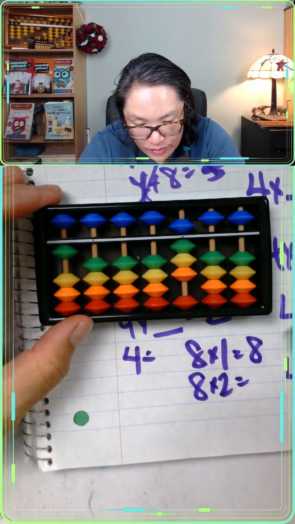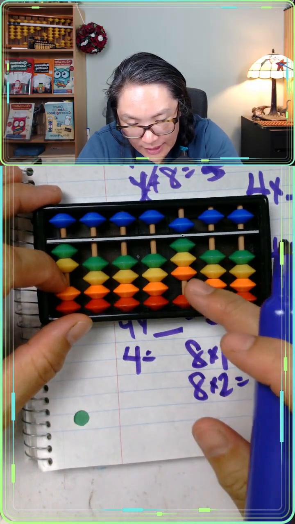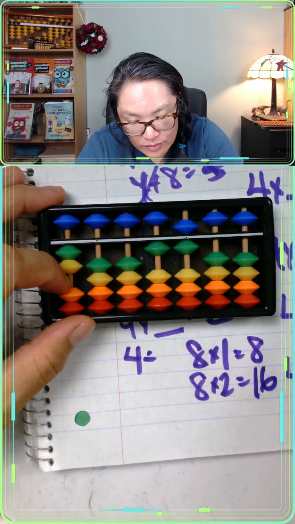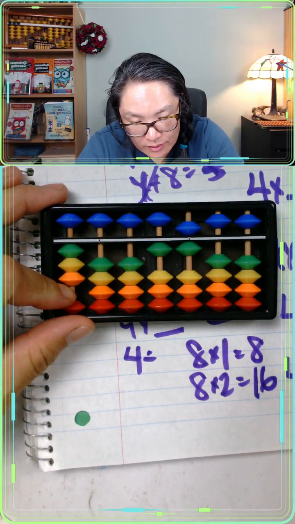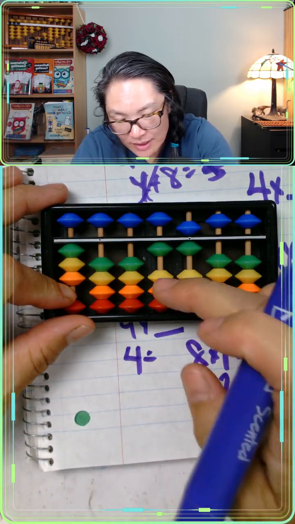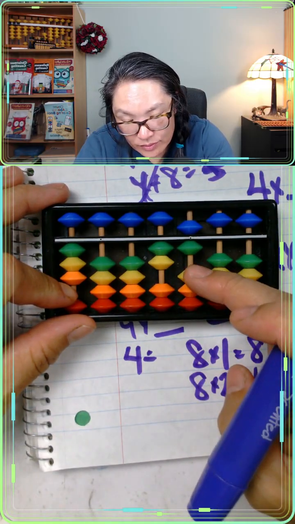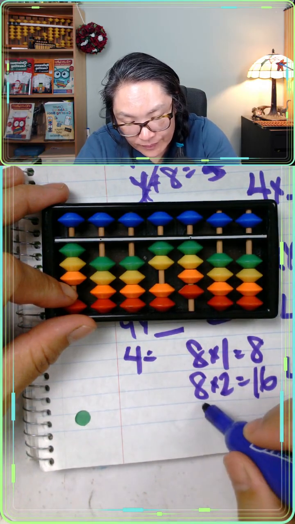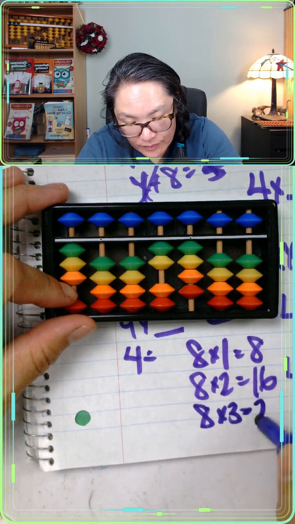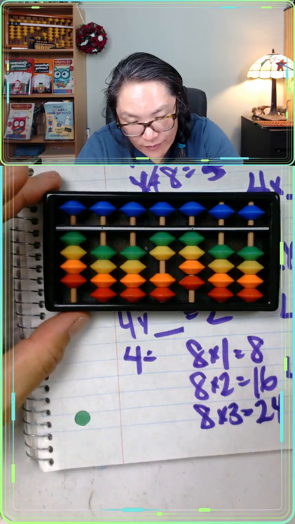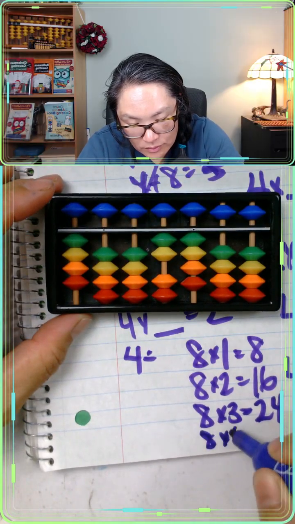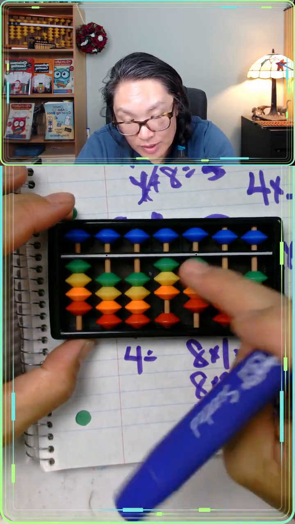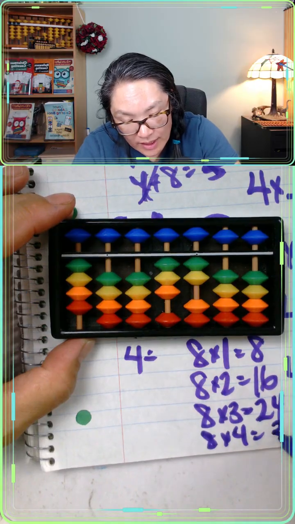8 times 2, add an 8: plus the 10 minus the 2. 8 times 3, can I add the 8? No. I have to plus the 10 minus the 2, minus the 2, minus the 5 plus the 3. 8 times 4 is equal to, how do I add the 8 here? Add the 8 is plus the 10 minus the 2. So my answer is 32.